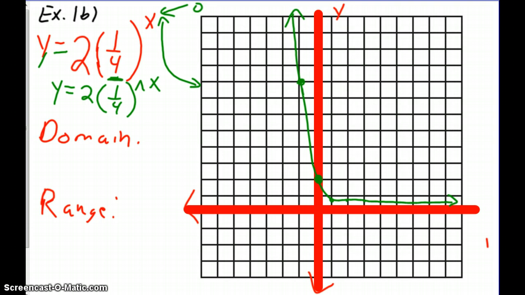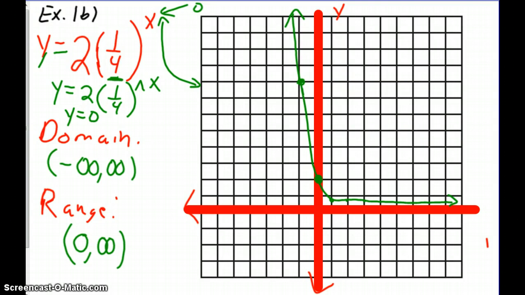Okay, actually, now what's the asymptote? Y equals 0 is the asymptote. That's right. What's the domain? The domain is negative infinity to infinity, right? Is that going to be it for every single one? Okay, now what's the range? What's the smallest y you got? 0. What's the biggest y you got? Infinity, very good. So for all of them, that's it.